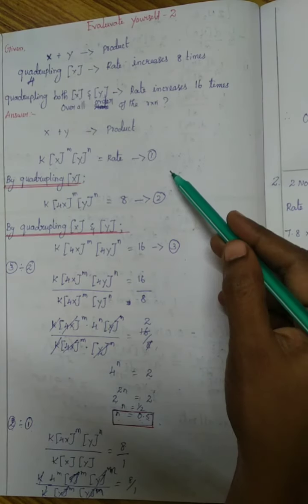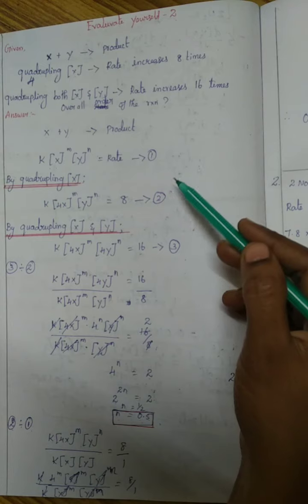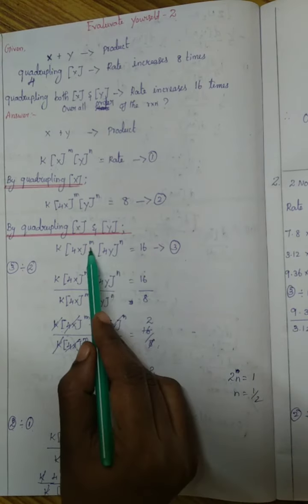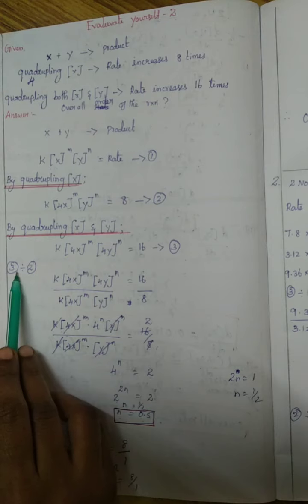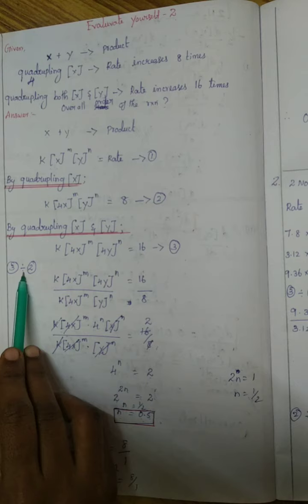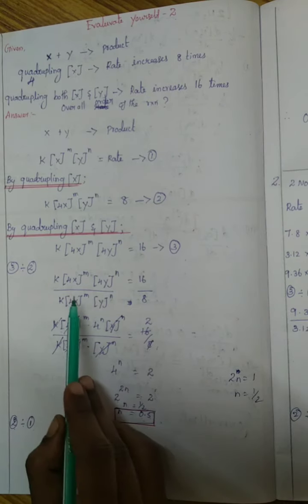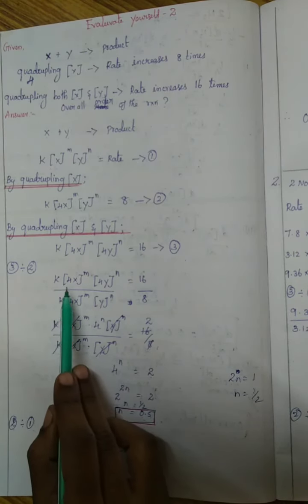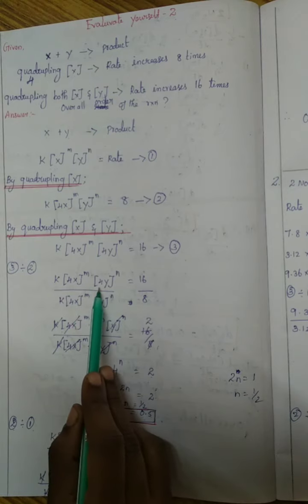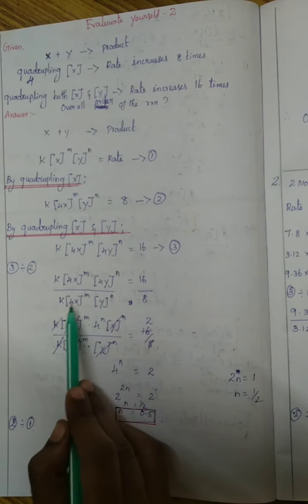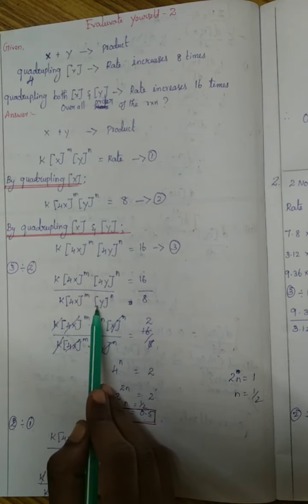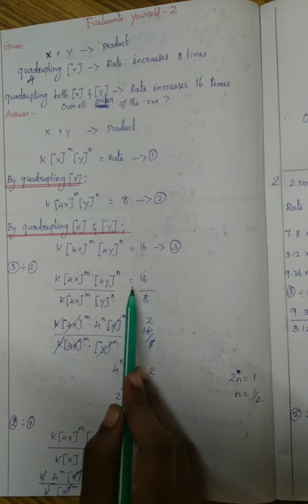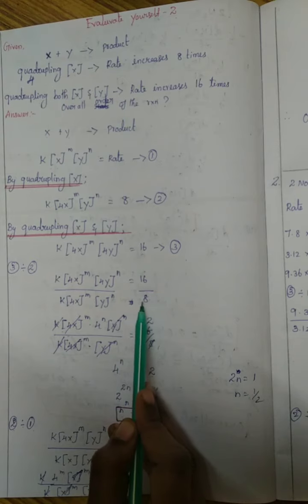Now we have found three different equations. By cancelling these equations in different ways, we can find the values of m and n. Now the first step we are going to do: the third equation divided by the second equation. So k concentration of 4x power m, concentration of 4y power n divided by k concentration of 4x power m, then concentration of y power n equal to 16 by 8.